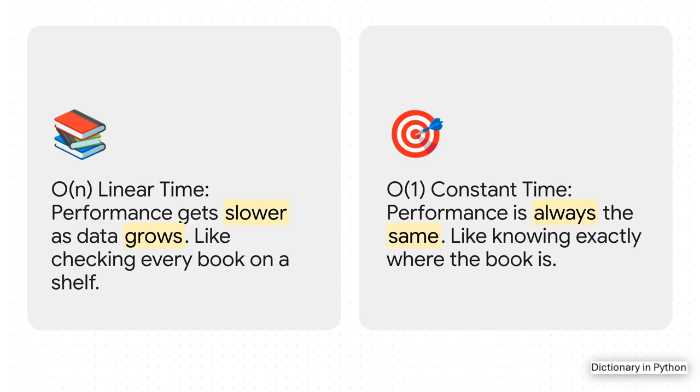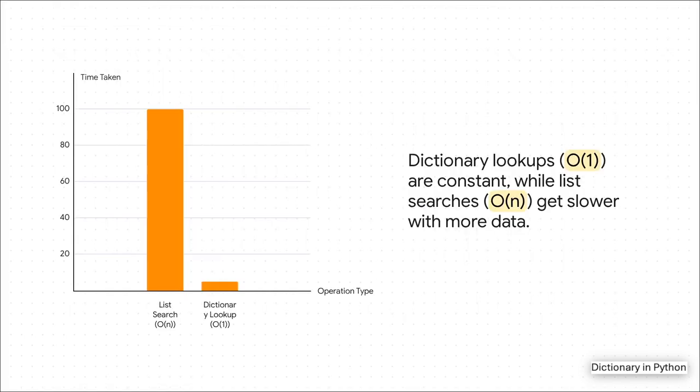But then on the other hand, you have O(1), or constant time. This is the dictionary's secret sauce. It's like knowing the exact shelf and the exact spot where your book is. It doesn't matter if there are 100 books or a million, the time to find it is always the same. It's constant.